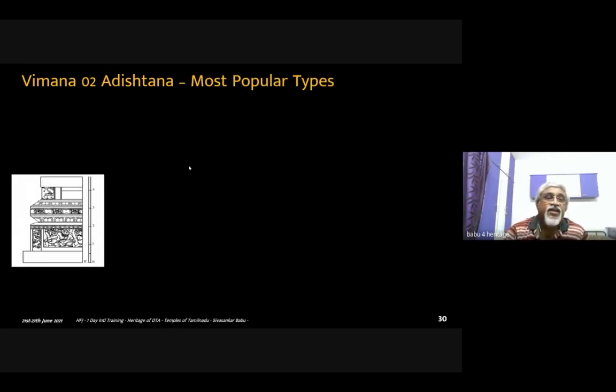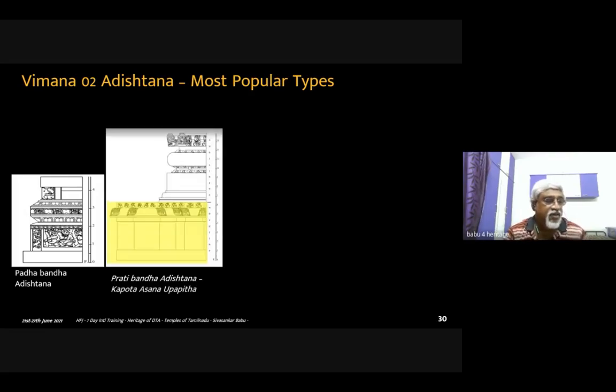Now we are seeing the 4 most popular varieties of Adhisthana. This is Padabandha Adhisthana, which is a very simple Adhisthana. The next evolution is a Pratibandha Adhisthana. Prati means the repeated structures there.